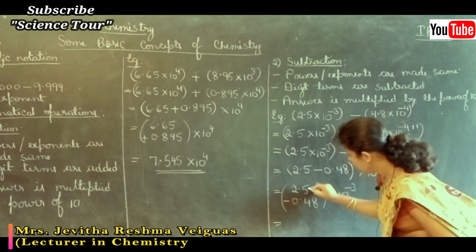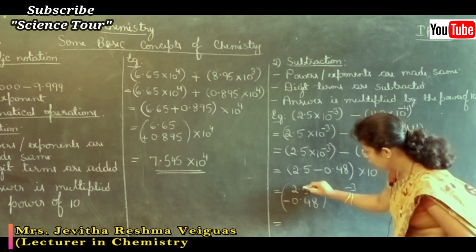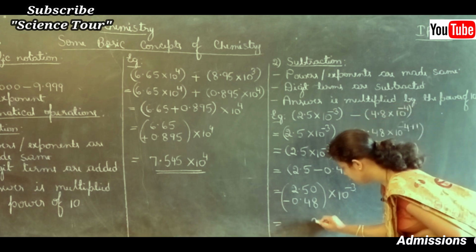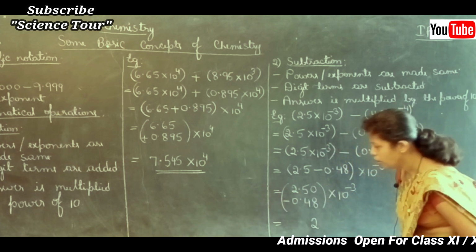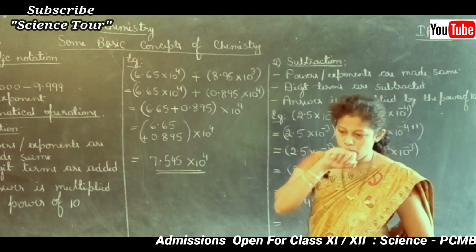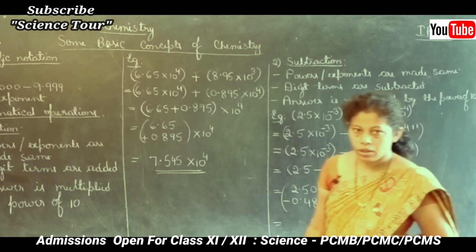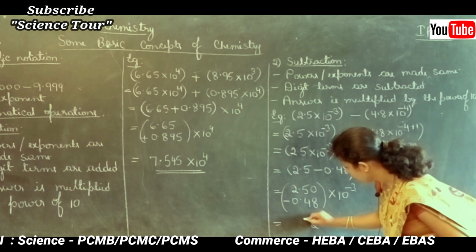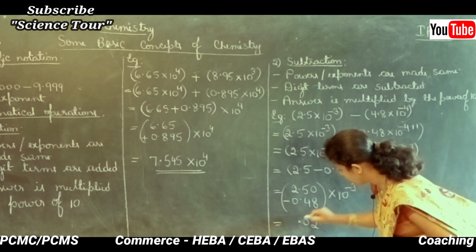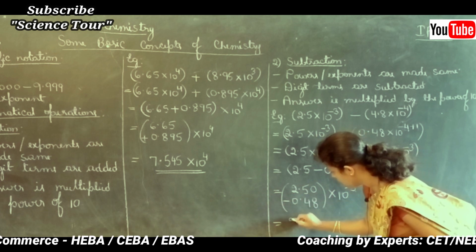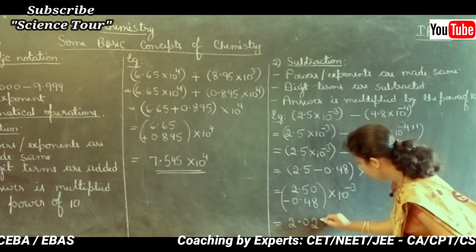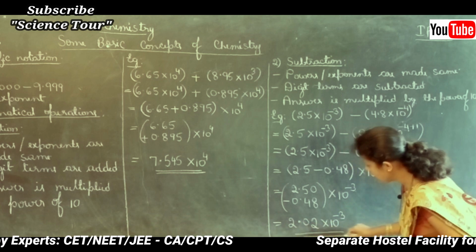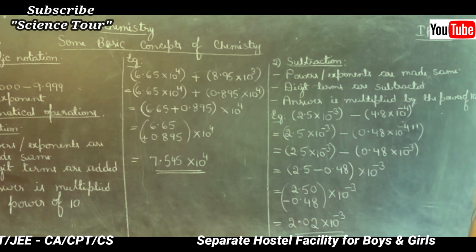Now 2.50, here I will take one digit. 10 minus 8 is 2. Here what is remaining is 4. 4 minus 4 is 0. 0.2 minus 0 is 2. So 2.02 into 10 to the power minus 3. So this is how you are going to do the subtraction.